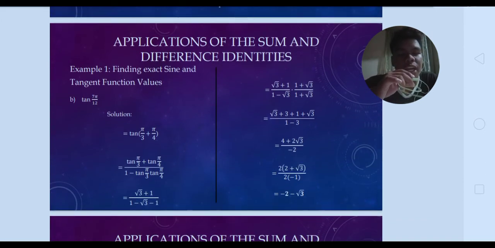We also need to find the exact value of tan 7 pi over 12. Solution: tan pi over 3 plus pi over 4. Pi over 3 plus pi over 4. 7 pi over 12 can be split into 4 pi over 12 plus 3 pi over 12, and the result is 7 pi over 12. Since 4 pi over 12 can still be simplified, it simplifies to pi over 3. Same goes with 3 pi over 12, which is equal to pi over 4.